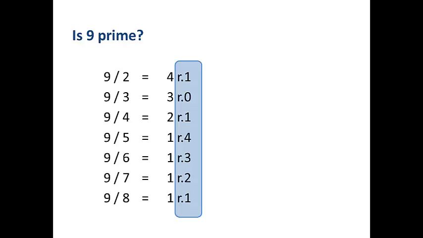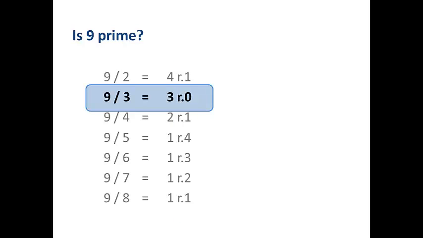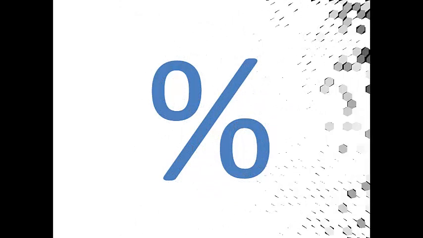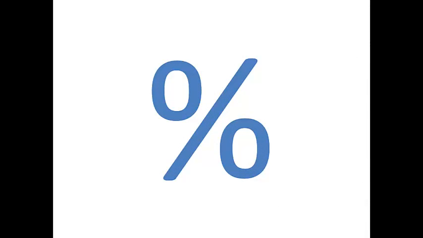But the only thing we're really interested in is the remainder. And in the case of 9, 9 divided by 3 is the number that tells us that 9 is not prime. So since we're only interested in the remainder, what Python function can we use to do this calculation? That's right, the mod function.